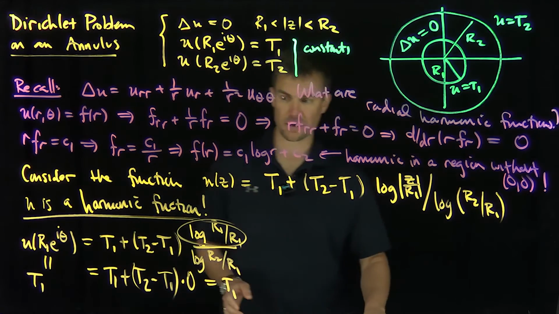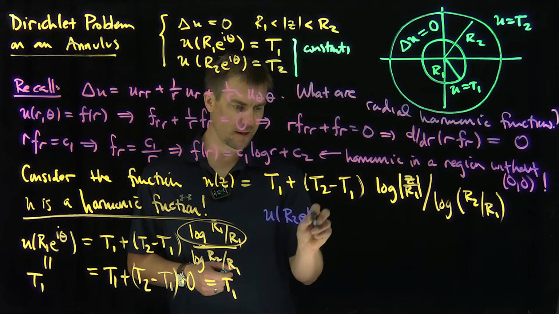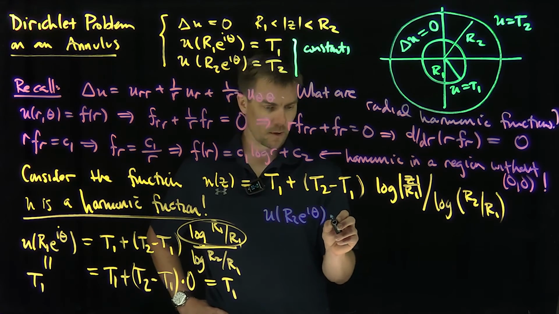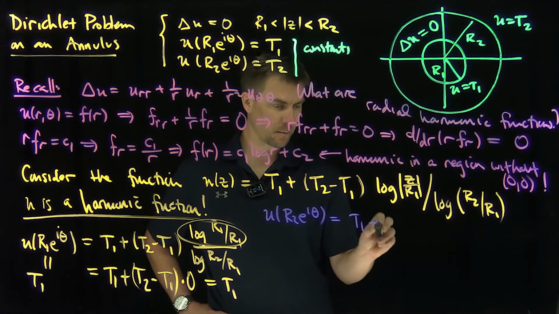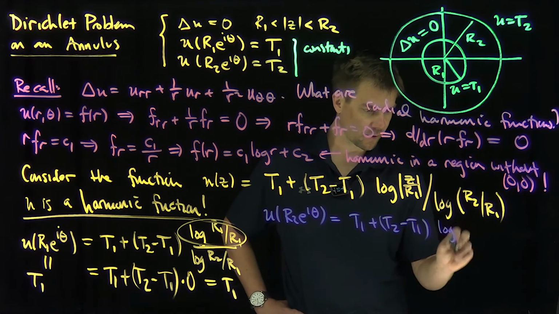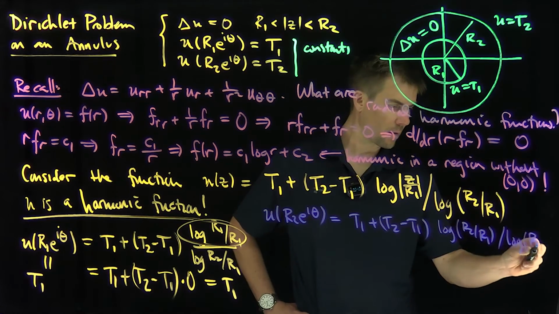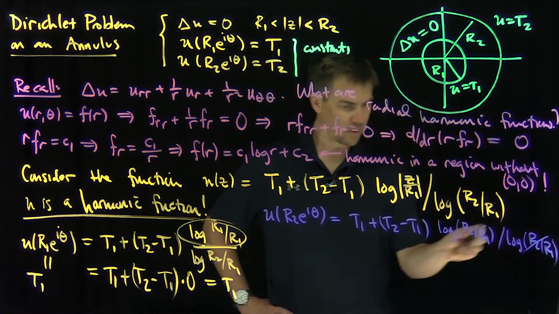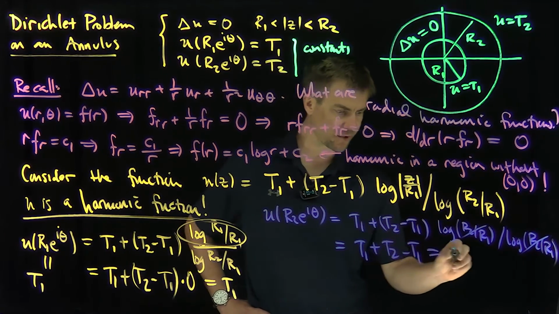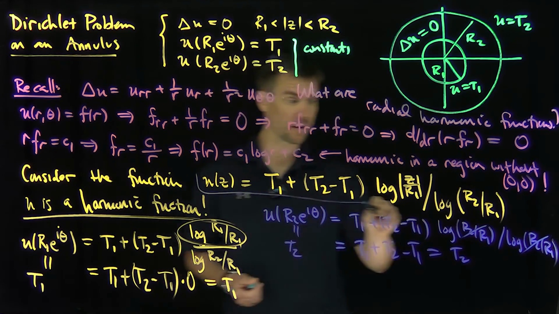So I have harmonic functions right over there. What about the other condition? The other condition was u of r2 e to the i theta. Okay? Well, what will this be? This is just going to be T1 plus (T2 minus T1) times the log of r2 over r1, over the log of r2 over r1, right? Those are equal to 1, and so this is just T1 plus (T2 minus T1), which is just T2, right? So this is equal to T2, and we have our boundary condition satisfied. So I found the right harmonic function that does this.